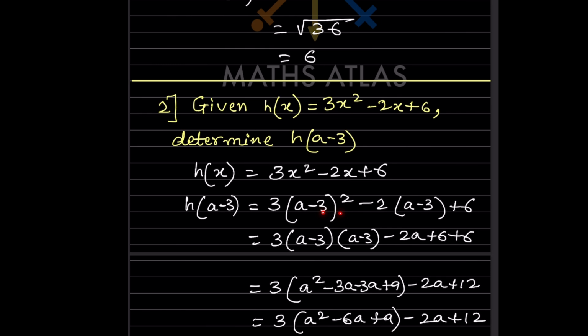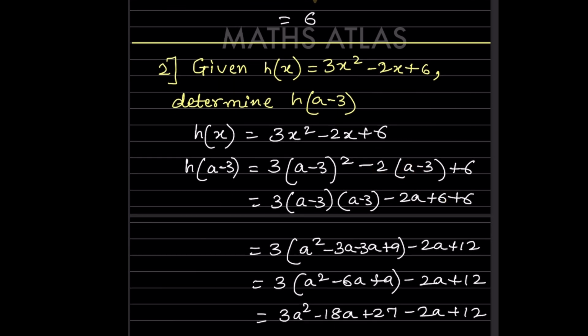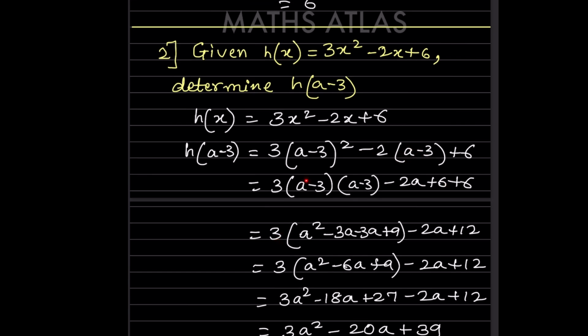So a minus 3 squared, we can also write this 2 times, a minus 3 into a minus 3. Or we can write the formula, you know, that is a minus b whole bracket square. So 3 will be here. So if you are writing this 2 times, and then you are going to expand this one, minus 2a plus 6 plus 6. So that is going to be 3, this will be a square minus 3a. Again this minus 3a and minus minus becomes plus 9. Rest all this minus 2a plus 6 plus 6 plus 6, that is going to be plus 12.